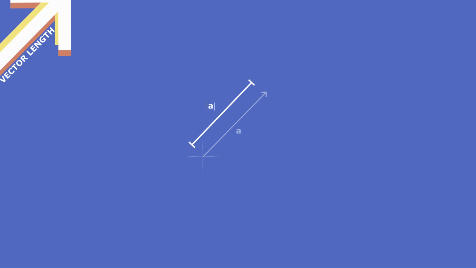head. The length is calculated very easily with the Pythagoras equation. It is the square root of x squared plus y squared. The result is a scalar value, or the length of the vector.